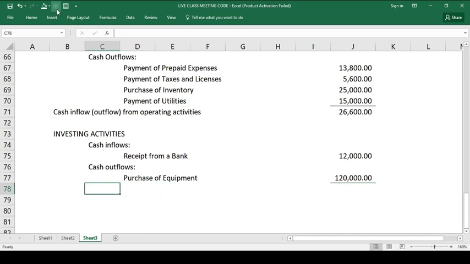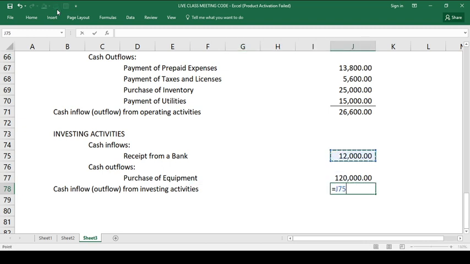Lalagyan natin ng title. Cash inflow, or outflow kung negative. Outflow from investing activity. Same pa rin, cash receipts, that is 12,000 minus the cash outflows. Ayun, negative po yung balance. So, there is a cash outflow from investing activity.